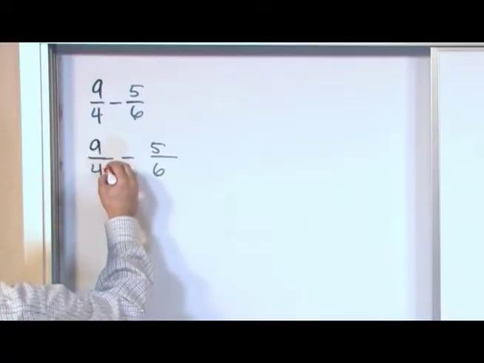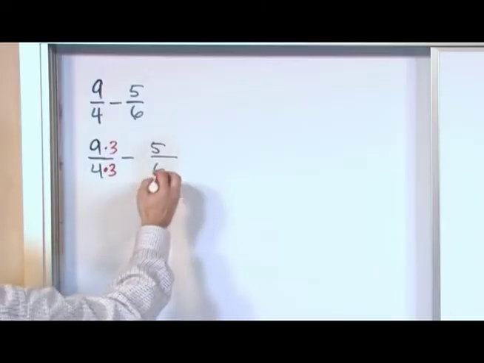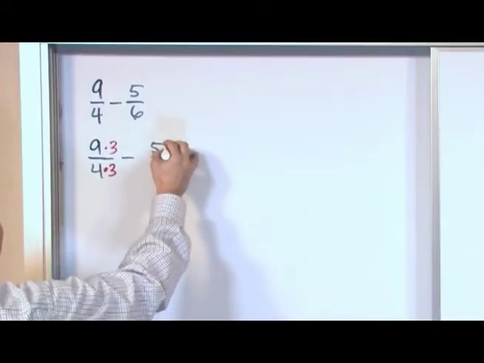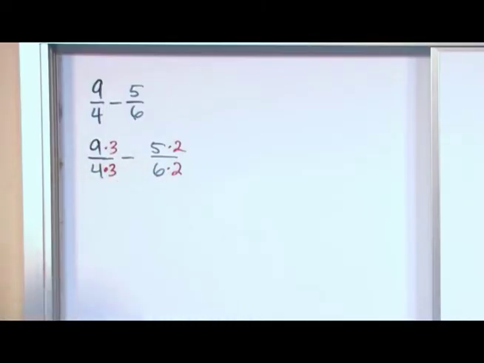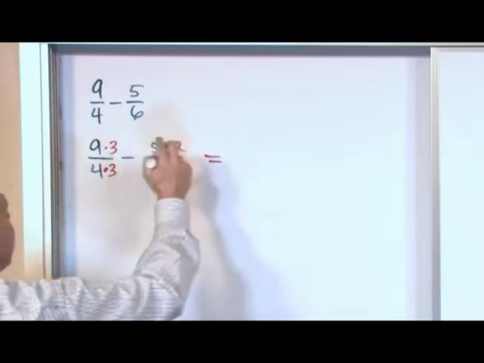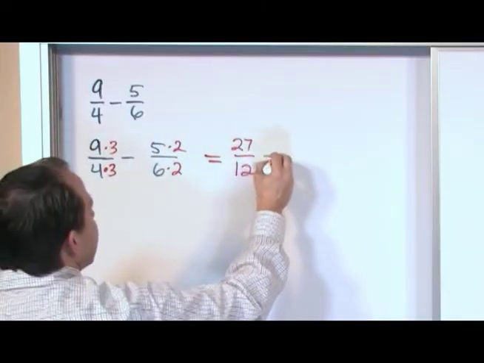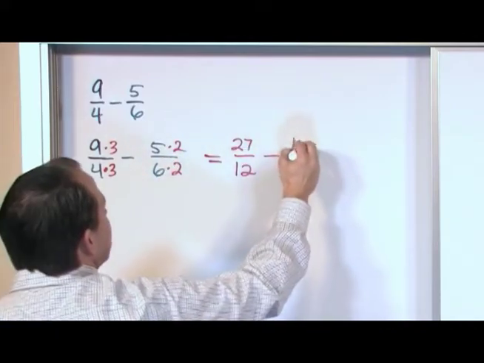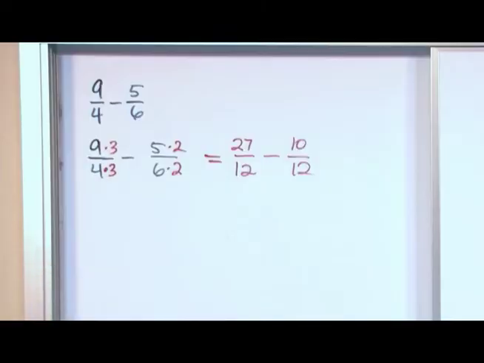So if I multiply this by 3 and then multiply, of course, the top by 3 to keep it legal, and if I multiply this times 2 and then multiply the top by 2 to keep it legal, then I'm going to get 12 for the new denominator in both cases. So I've got the same number in the bottom. 9 times 3 is 27 on the top. Of course, I get 12 on the bottom, minus 10 on the top, and then I've got 12 on the bottom. So I've achieved my goal. I now have 12 in the bottom.